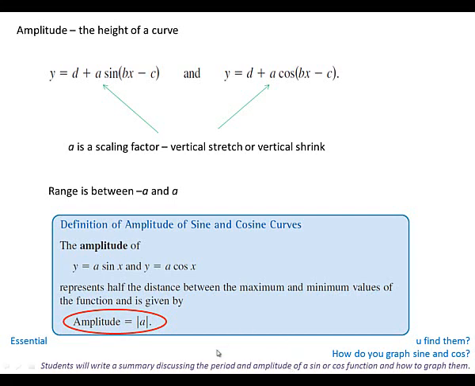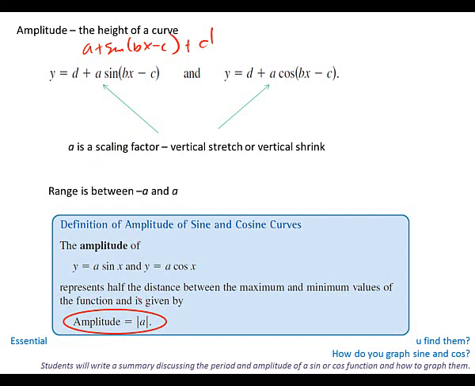Okay. So, the amplitude is the height of the curve, okay? It comes from this letter A that's in front. And sometimes we don't always see the equation written that way. It just depends on who's writing the equation. Sometimes that D value will be in the back. So sometimes it'll be A sine of BX minus C plus D, okay? A is a scaling factor, so that means it's going to do your vertical stretching and shrinking. The range is between negative A and A.